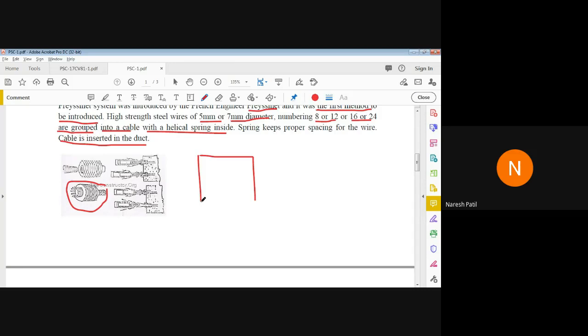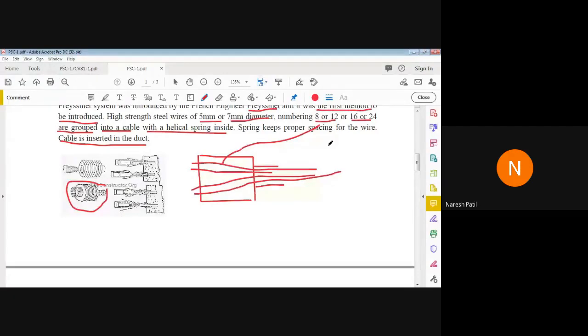And again here we have this. So a number of cables like this will be inserted, and one cable is composed of what? Again you can see here 8 to 12 or 16 to 24 wires. One cable is composed of 8 or 12 or 16 or 24 wires.